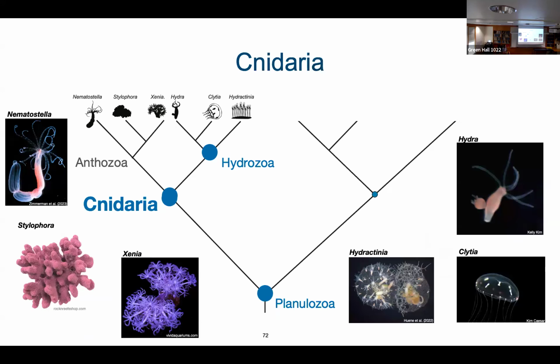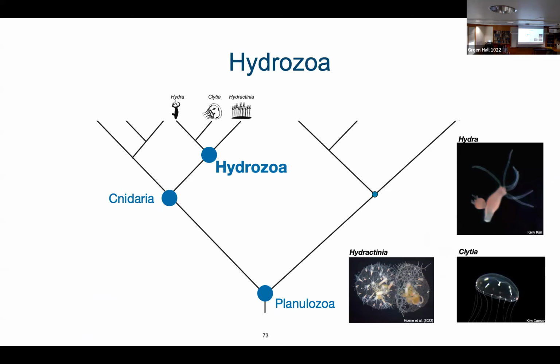The second clade I looked at was Cnidaria, and I looked at 3 anthozoans, which are Nematostella, Stylophora, and Xenia, and 3 hydrozoans, which are Hydra, Hydractinia, and Clytia. Finally, the third was the most restricted clade, which was just Hydrozoa, a clade within Cnidaria. As just mentioned, this includes Hydra, Hydractinia, and Clytia.